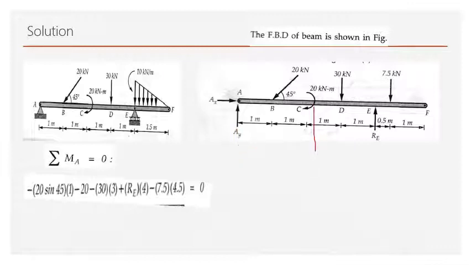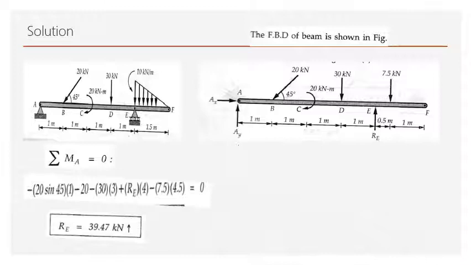What is the moment? 20 sine 45 into 1 minus 20, that is the moment itself, so no distance, minus 30 into 3, that is the moment of the point load. Next is the RB. If you go from one line, then you are not going to miss any of the loads. RB is at a distance of 4, RB into 4 minus 7.5 into 4.5. We get only one unknown, RB. So we get RB as 39.47 kilonewton.